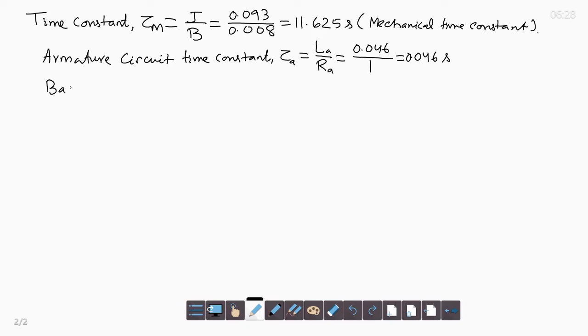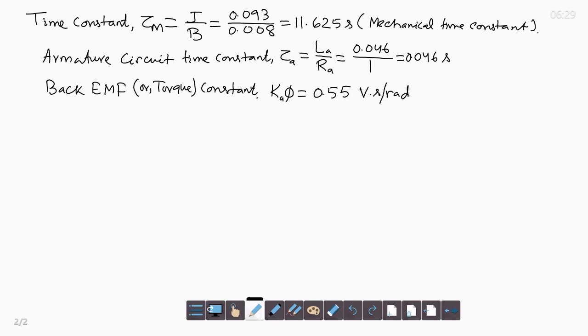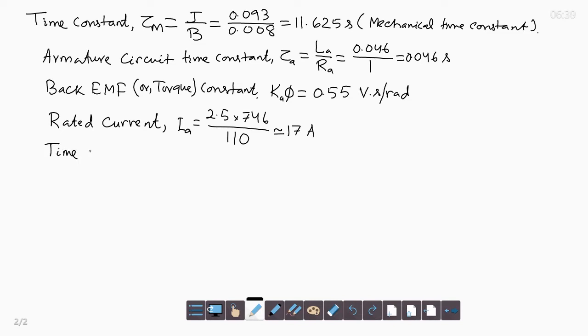Back EMF or say torque constant K a phi is 0.55 volt second per radian. We have to calculate the rated current, of course, 2.5 HP, 110 volt. So, this is close to 17 ampere is the rated current.